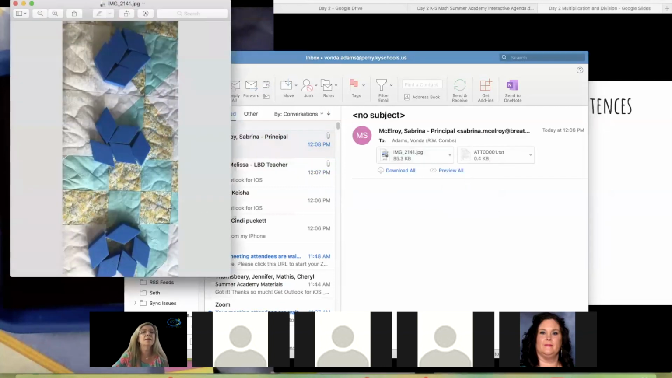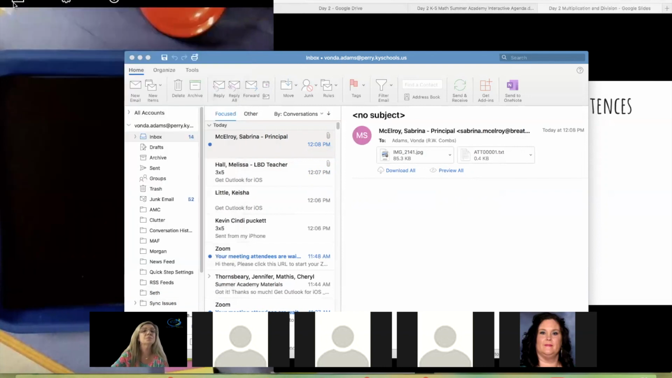So here's Sabrina's. She's used her pattern blocks. Good. So we've got 3 equal groups with 5 in each group. Very nice, guys. Good. I like the way this has worked out. Okay, thank you so much for sharing.